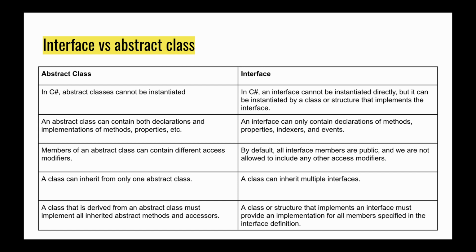A class can inherit from only one abstract class. A class can inherit multiple interfaces. A class that is derived from an abstract class must implement all inherited abstract methods and accessors. A class or structure that implements an interface must provide an implementation for all members specified in the interface definition.